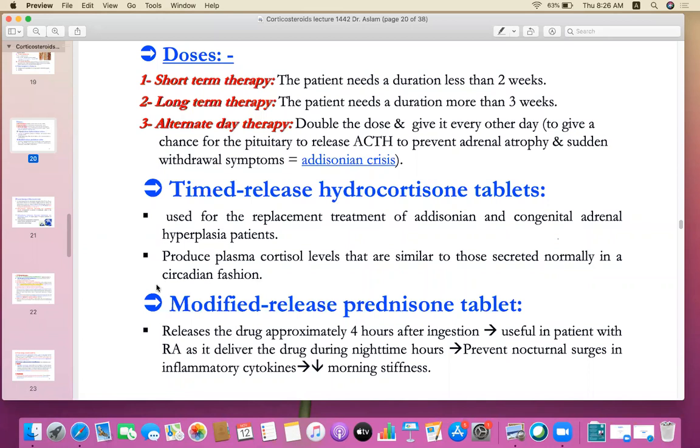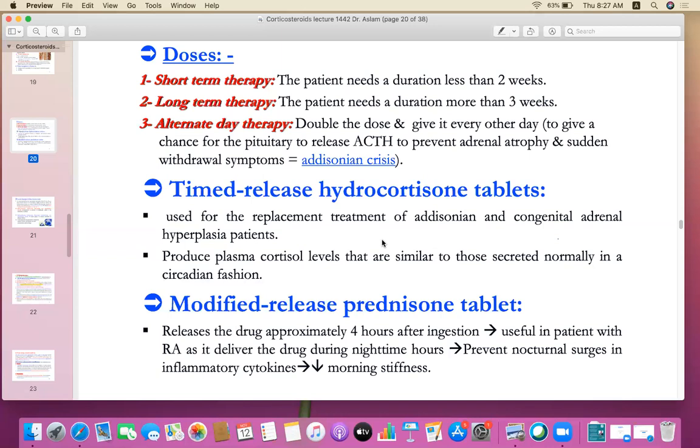Now we have two preparations. Time release hydrocortisone tablets are available and used for the replacement treatment of Addisonian and congenital adrenal hyperplasia patients. And in this week of problem-based learning, we discussed yesterday the congenital adrenal hyperplasia. In congenital adrenal hyperplasia, the hormones are not sufficient, or we can say there is no hormone in the patient, which may be due to genetics. And if the endogenous secretion of hormone is not sufficient, we have to give it from outside in the form of medications.